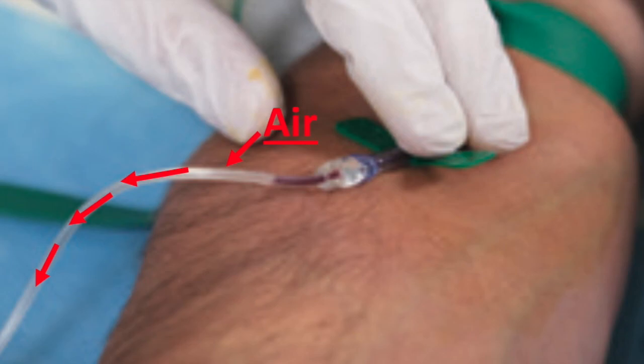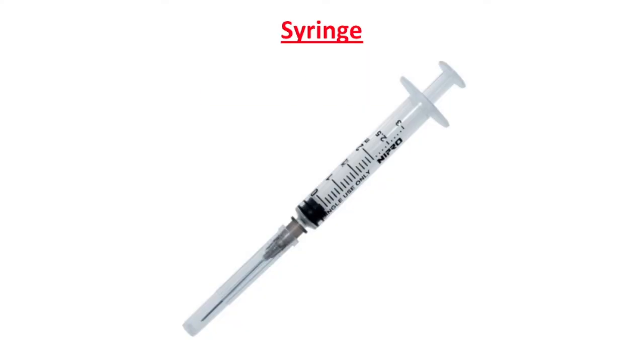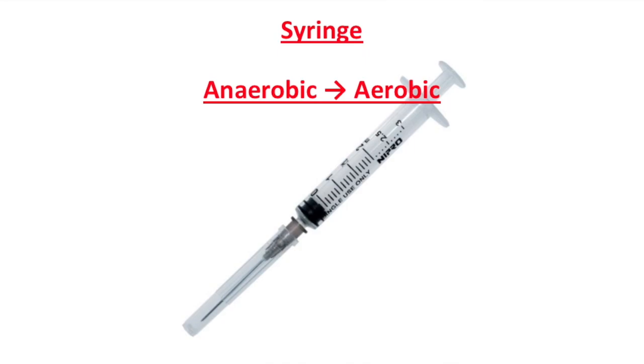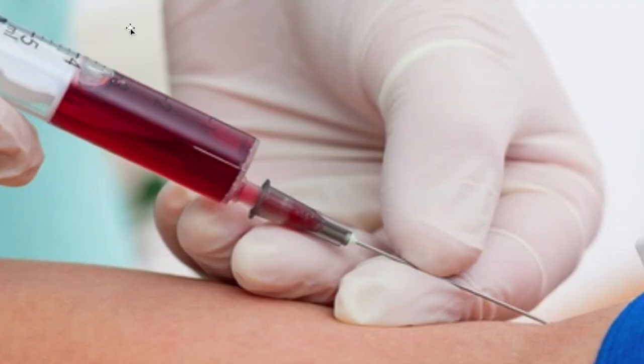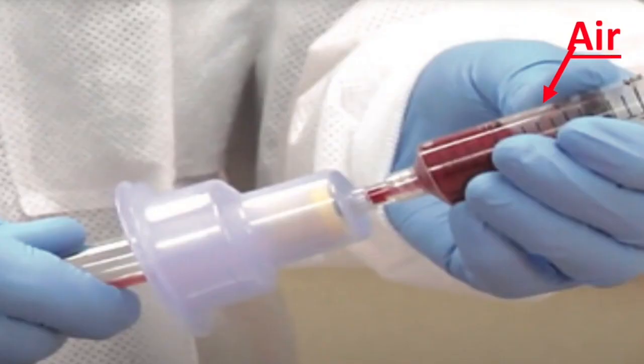Now, it's just flip-flop with the syringe. We go anaerobic to aerobic. Now, why is this? When you are drawing up blood into a syringe, you can see the very proximal part of this barrel here has a little bit of air in it. This is very common. So the anaerobic needs to go in first because that is the first thing that's going to go into a culture bottle. The air will be last. That's why the aerobic tube is last when you're drawing with a syringe.